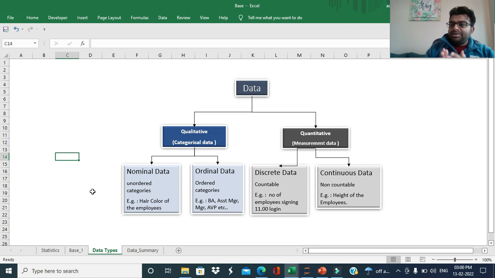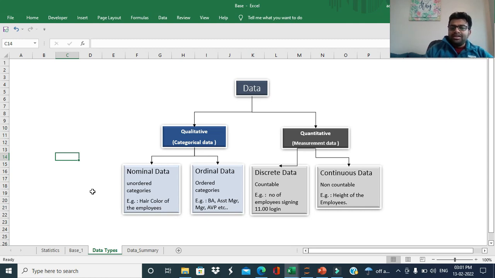If we drill down further into qualitative and quantitative variables, under qualitative variables we have nominal data points, and the second one is ordinal data points. Under quantitative, which as the name suggests is a quantity, we have two types of variable. One is discrete and the second one is continuous. Let's understand each of these variables one by one.